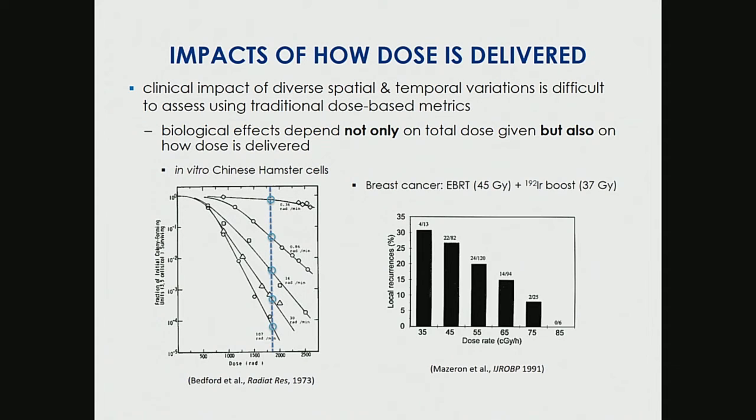The effect of dose rate on clinical treatments has also been very well documented. Here is an example showing the influence of dose rate on local recurrence of breast cancer treatment using a combination of external beam and iridium boost. When the dose rate of the iridium boost was reduced by about a factor of 2, the local recurrence increased by more than a factor of 3.